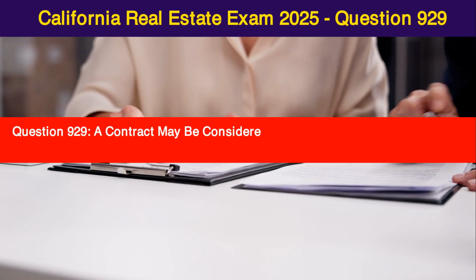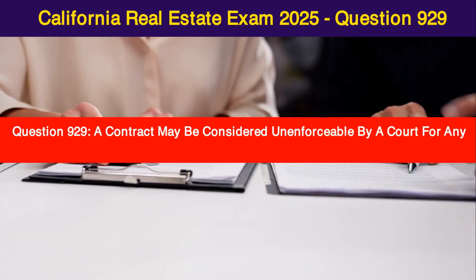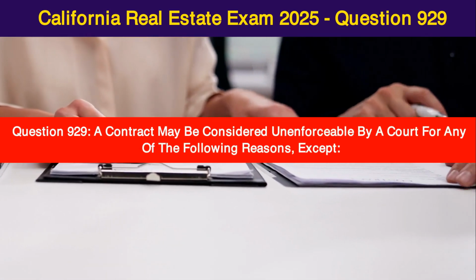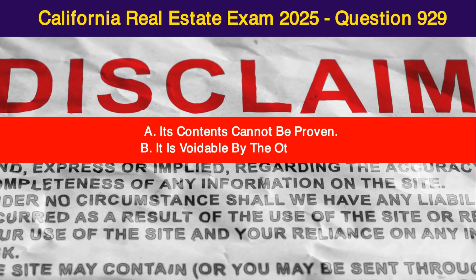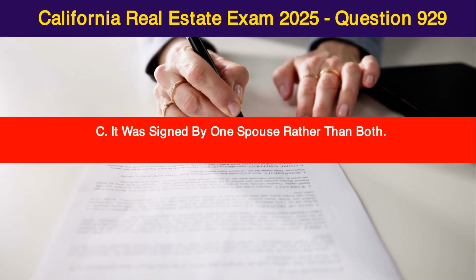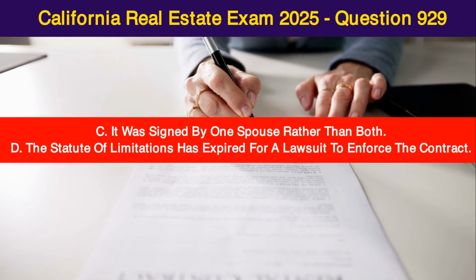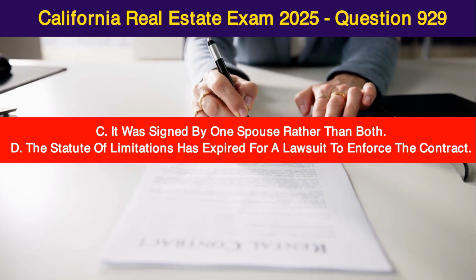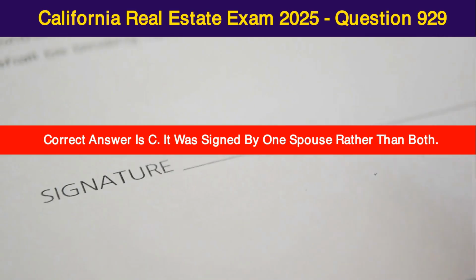Question 929. A contract may be considered unenforceable by a court for any of the following reasons, except: A. Its contents cannot be proven. B. It is voidable by the other party. C. It was signed by one spouse rather than both. D. The statute of limitations has expired for a lawsuit to enforce the contract. Correct answer is C. It was signed by one spouse rather than both.